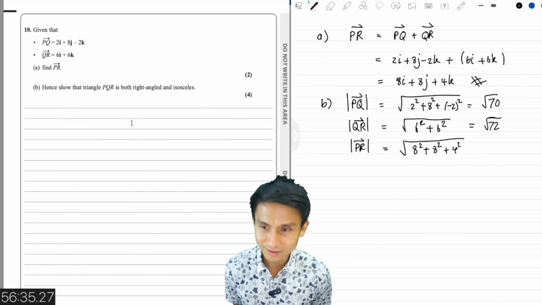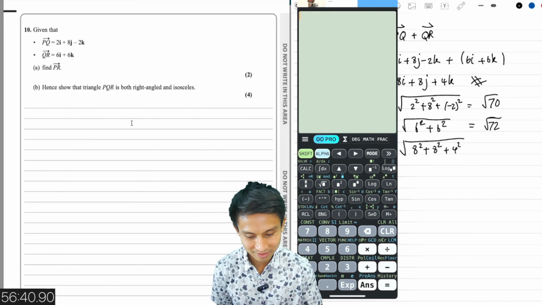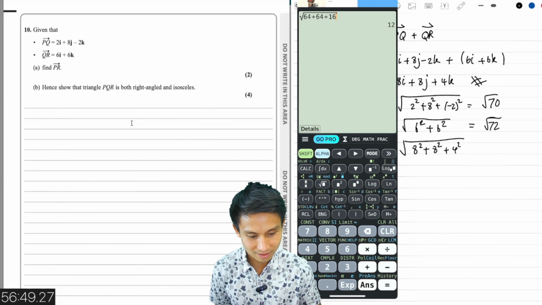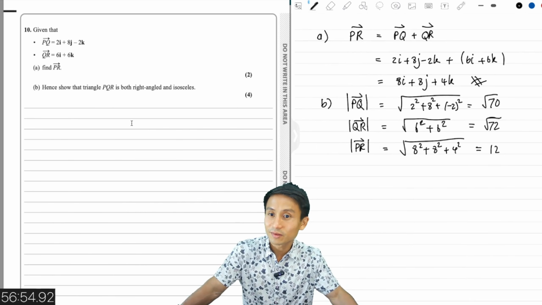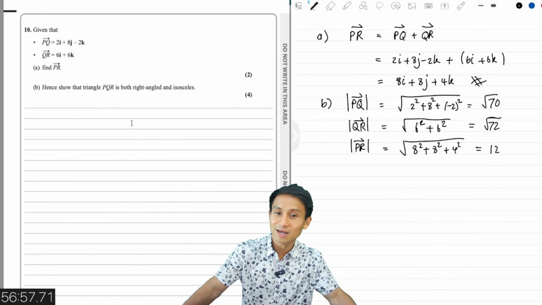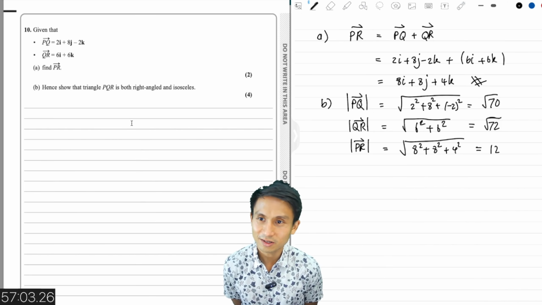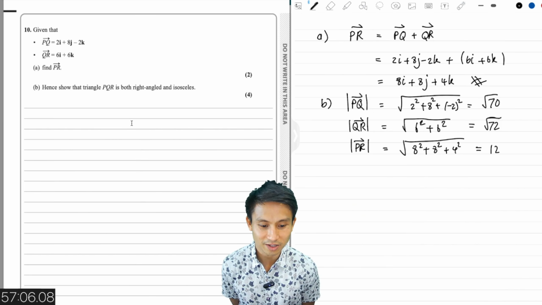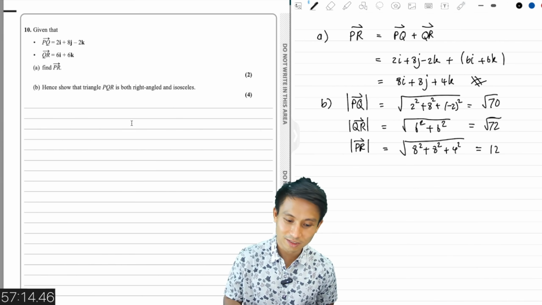Okay, it feels weird here. Isosceles? Hang on, let me find out. 64 plus 64. Okay, this is 12. Right, guys. Is it both right angled and isosceles? Well, PQ, QR, PR. There should be one pair of equal sides. Hang on, what am I missing here? 36 plus 36 is 72. That's 4 plus 64 plus 4.